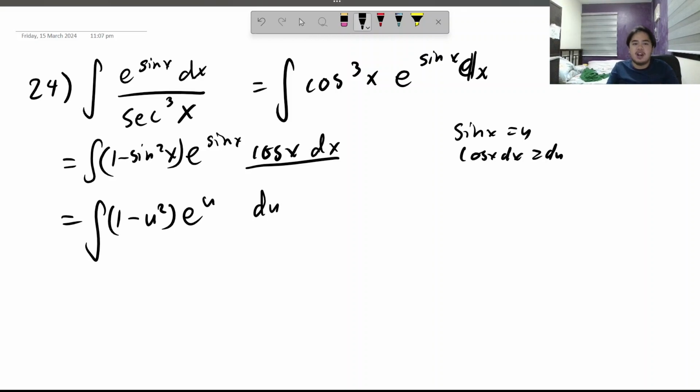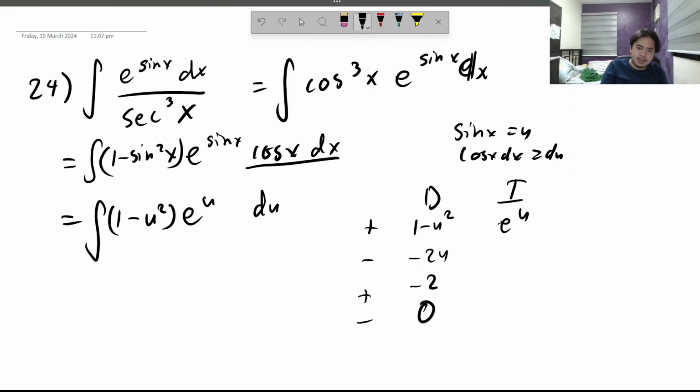We can use the DI method on this one. Good lord. So what do we put in D? What do we put in I? Well, for e to the u, it doesn't matter where we put it, but it matters what we put on the other side. So maybe 1 minus u squared belongs here, maybe e to the u belongs here. The derivative of this is negative 2u. Derivative of that is negative 2, derivative of that is 0. And we stop there. Stop when the D column has a 0 in it.